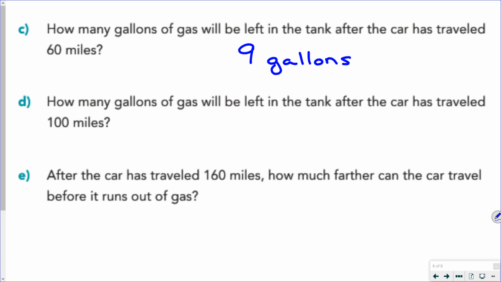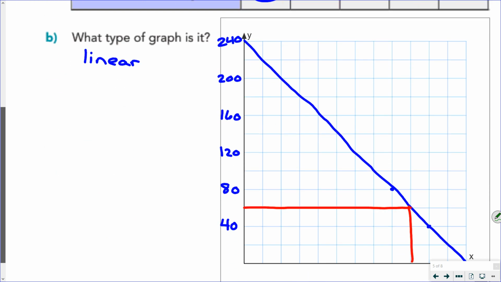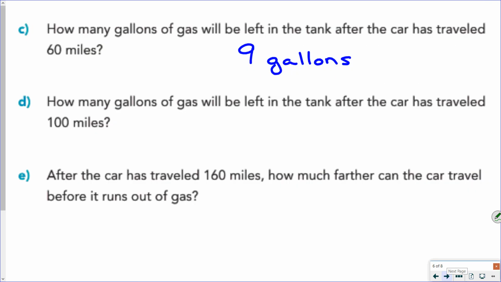How many gallons of gas will be left in the tank after the car has traveled 100 miles? So again, we can look back and use that same idea here. We know that 100 would fall in between there, so it would fall between here. Or we come to our graph, and we know that 100 is here. So we come across, we would come down. Either way, we know that it would be 7 gallons.